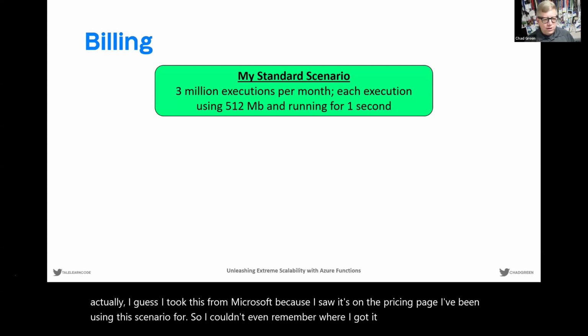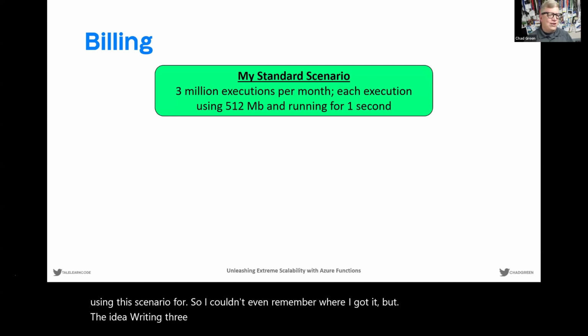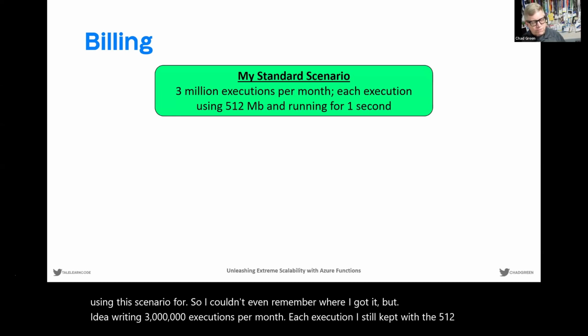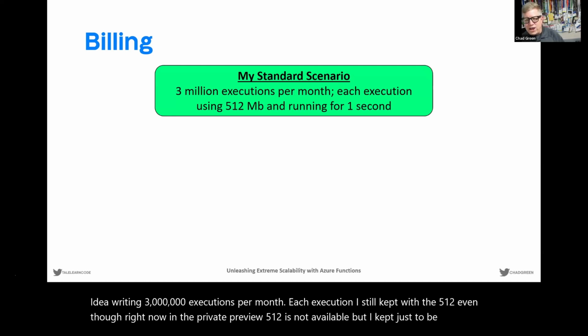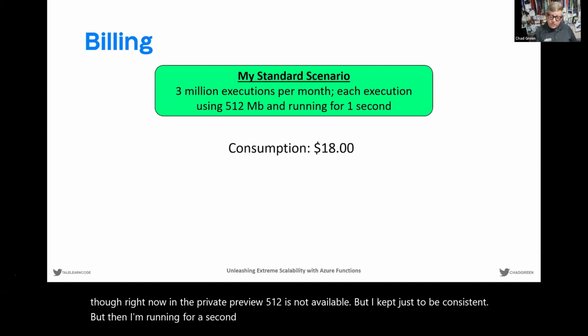The idea is running 3 million executions per month, each execution at 512, even though right now in the private preview, 512 is not available. But I kept it just to be consistent, and running for a second. So on the consumption model, that will cost you $18, right?